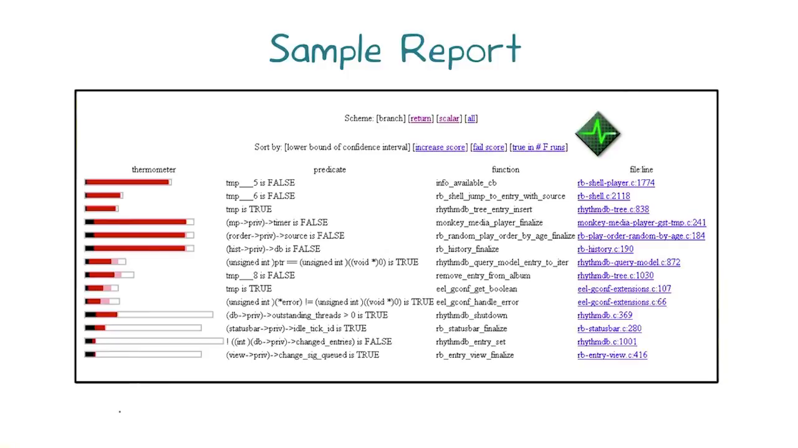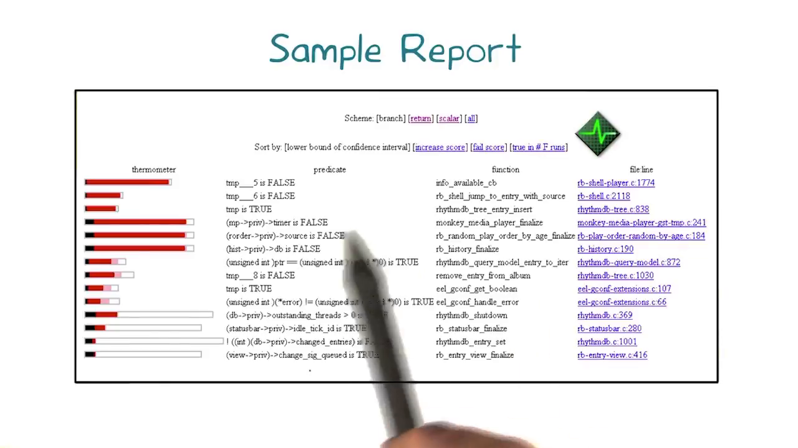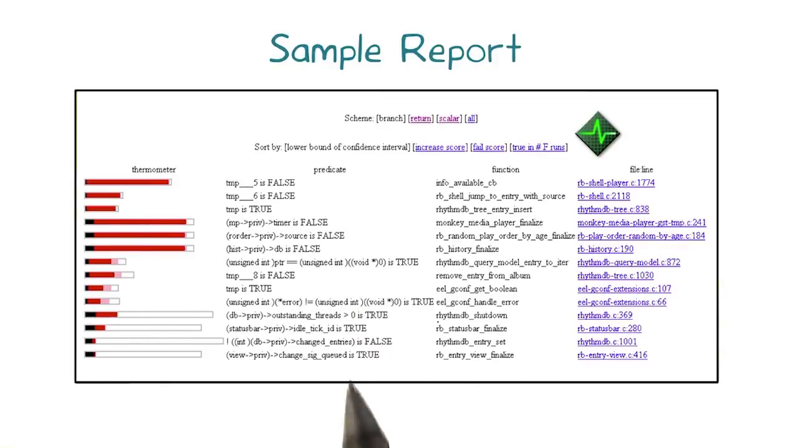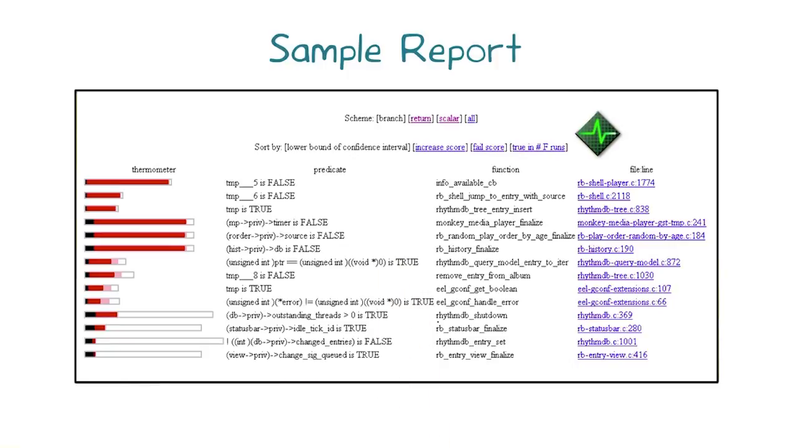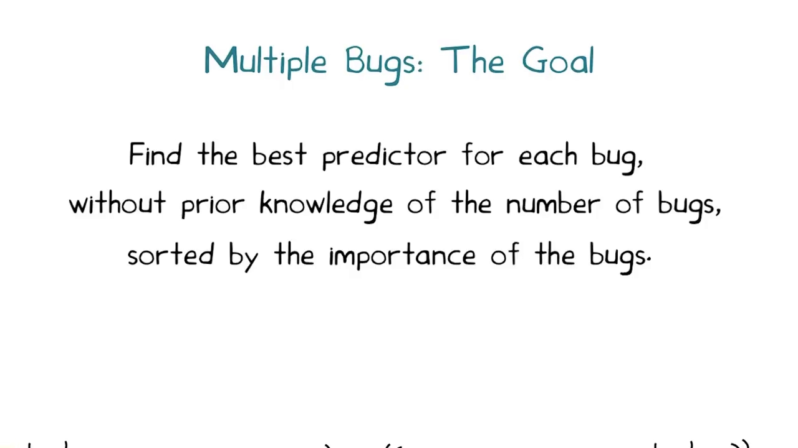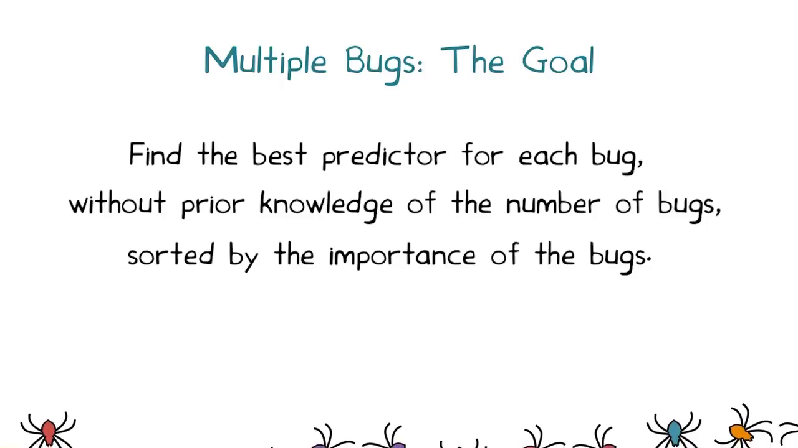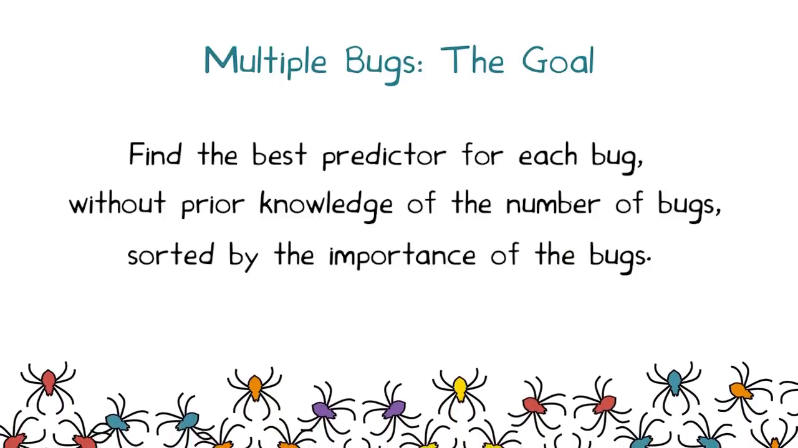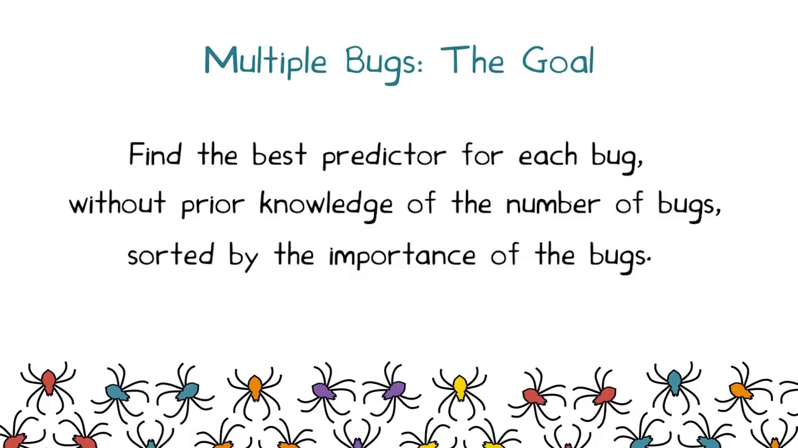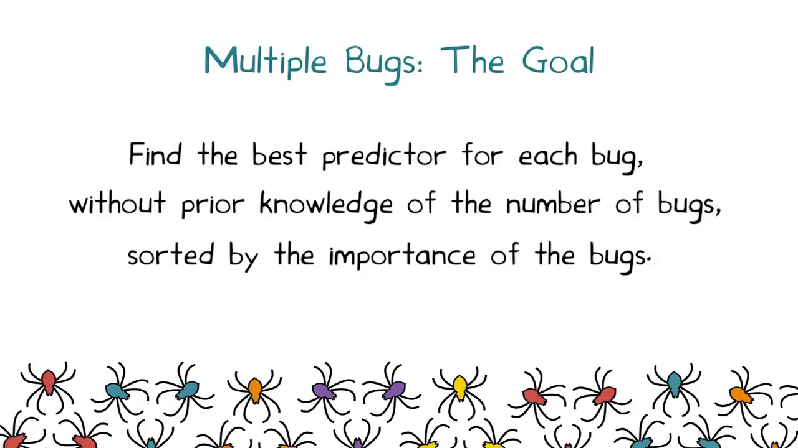The problem of redundancy caused by multiple bugs is evident from this report. In particular, how do we gauge from such a report how many distinct bugs the program contains, and which of these predicates are the best indicators of those bugs? To summarize, we need an algorithm that will find the best predictor for each bug in the program without prior knowledge of the number of bugs. Furthermore, we wish to sort these predictors by the importance of the bugs.